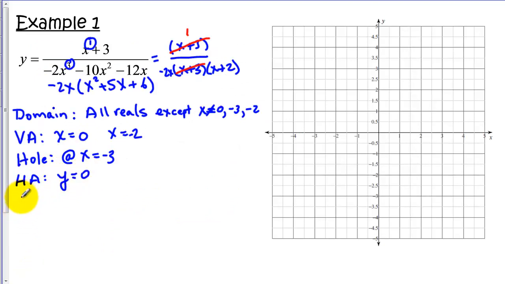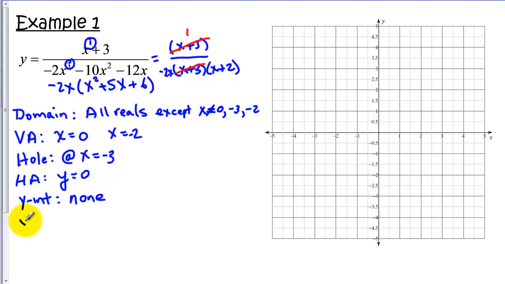Now to look for our y-intercept, we would be setting x equal to 0, but we've already decided that 0 is not part of the domain. So in this case, there will be no y-intercept. The function's not defined at x equals 0.